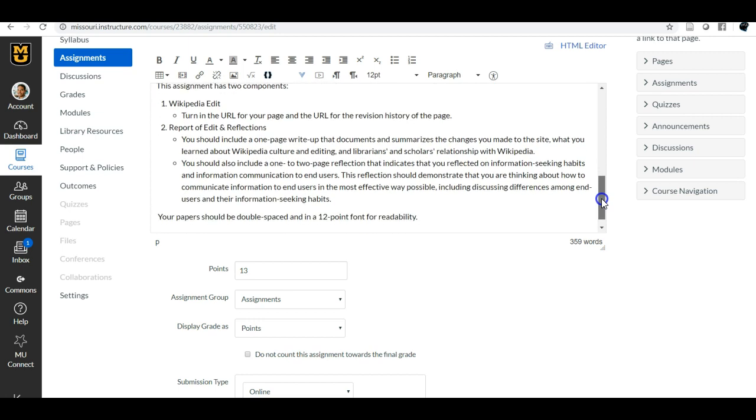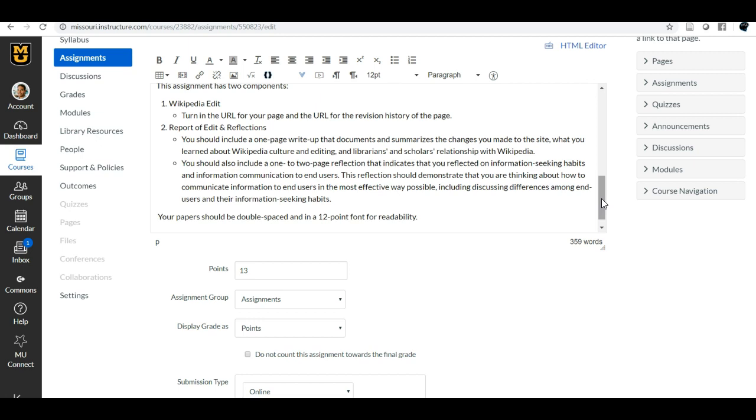You should turn in your Wikipedia edit, which would include URLs for the page that you edited, as well as the revision history for that same page, and a report of edit and reflection. So I want you to do as you see here. You should include a one-page write-up that documents and summarizes the changes that you made to the site, what you learned about Wikipedia culture and editing, and librarians and scholars' relationship with Wikipedia.